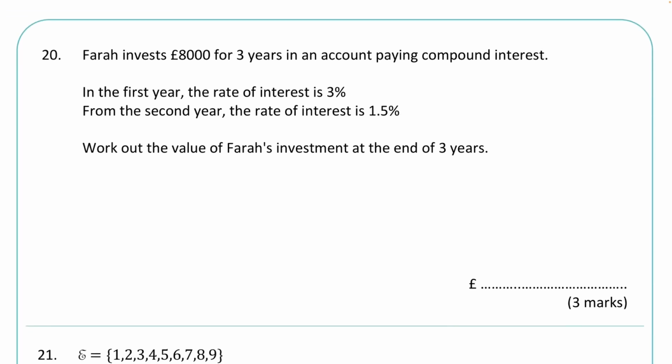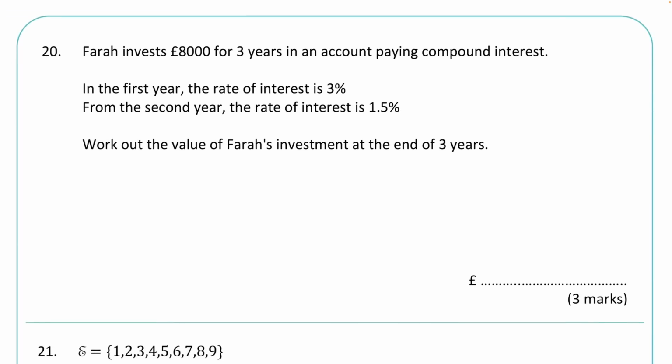Our next question is looking at some compound interest. It says Farah invests £8,000 for 3 years in an account paying compound interest. In the first year, the rate of interest is 3%. From the second year, the rate of interest is 1.5%. Work out the value of Farah's investment at the end of 3 years.